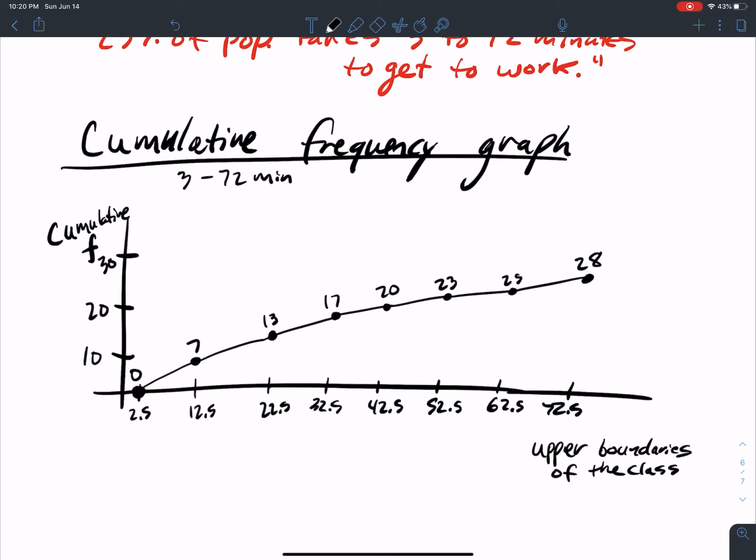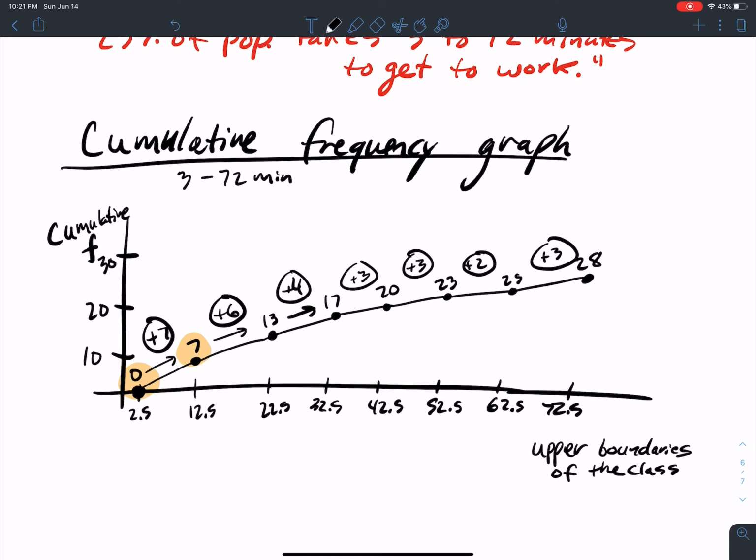So you might be asked, what is the greatest increase? Well, the greatest increase jump looks like it's between the first class, where we jump up from 0 to 7. So this has a +7 increase. This next one has a +6 increase. This one has a +4 increase, +3 increase, +3 increase, +2 increase, and +3 increase. So I would say that the first class has the greatest increase.